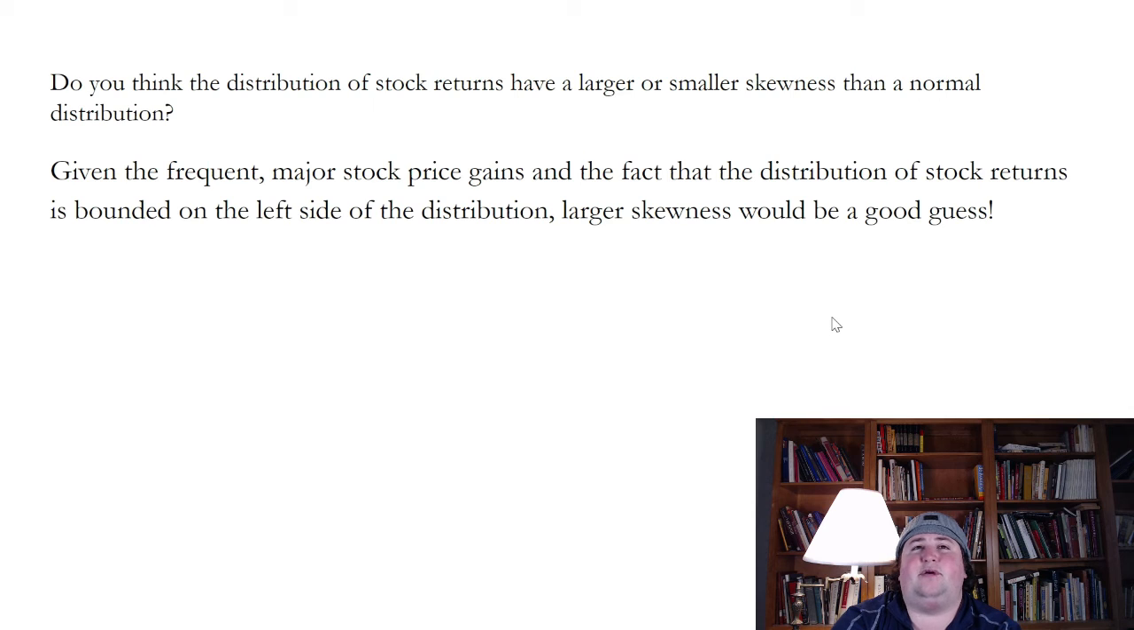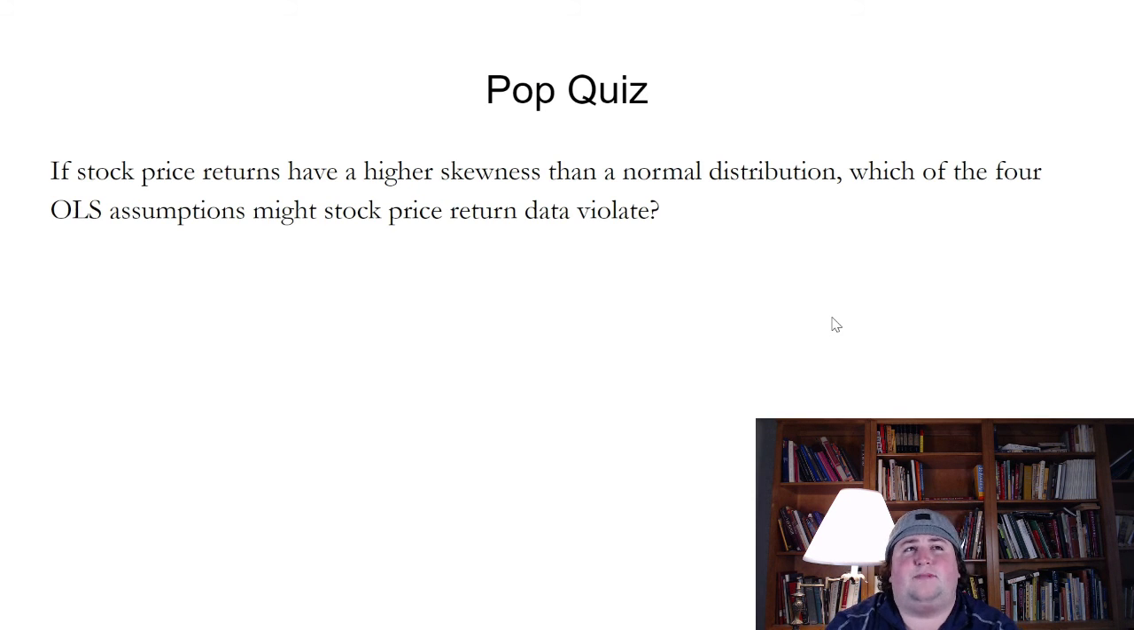And so given the frequent major price gains and the fact that the distribution of stock returns is bound on the left-hand side by -1, larger skewness would be a good guess, right? More skewed than the normal distribution. And then just a pop quiz, if stock price returns have a higher skewness than a normal distribution, which of the 4 OLS assumptions might stock price return data violate? Normality, right?